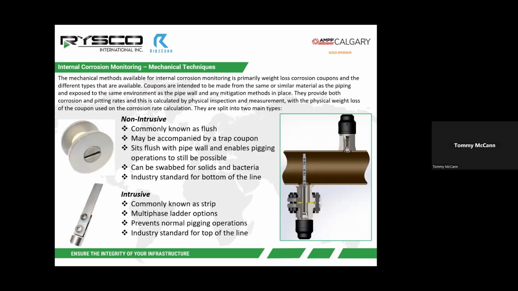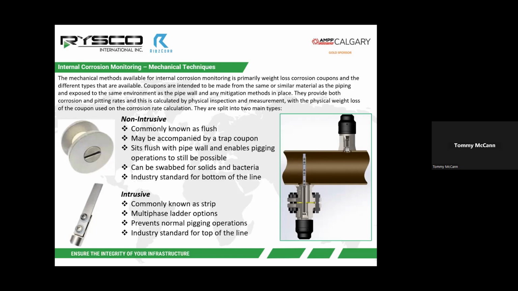So we have mechanical and electronic techniques, and mechanical methods. By far and away, the most common would be the corrosion coupon. Full name would be a weight loss corrosion coupon. There are many different types available. The intention of the coupon is that it would be made from the same or a similar material as the piping. And as talked about a few times when we've discussed representative, it would be in the same environment that the pipe wall would see. So it would see normal production upsets, and also experience the mitigation method that's being used.